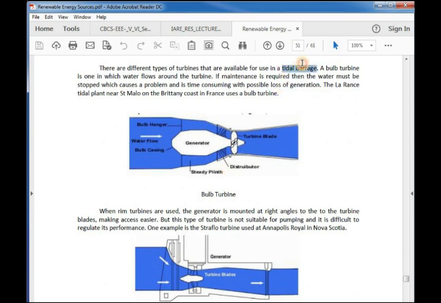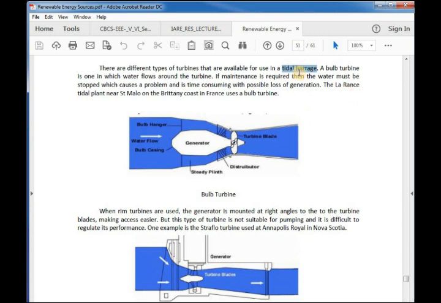So the tidal barrage is what? It's a type of construction of the turbine where you construct dams. Similar to that way only we have tidal barrages. Okay. So if you see, the bulb turbine is one in which the water flows around the turbine. If maintenance is required, water must be stopped, which causes a problem in terms of time consumed, and is a possible loss of power. Loss of generation takes place.